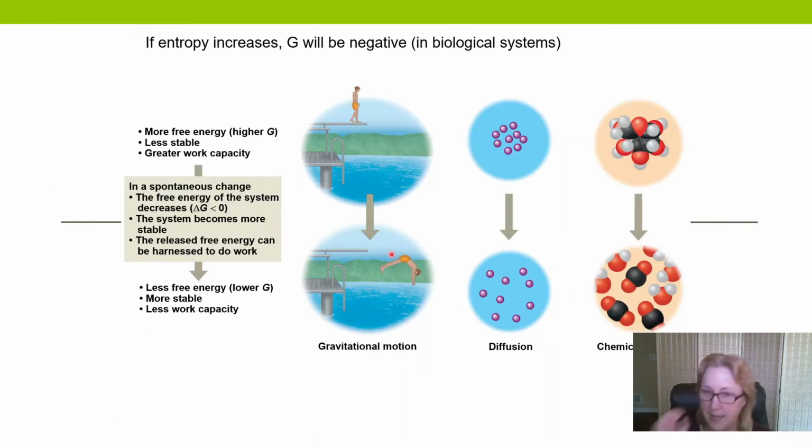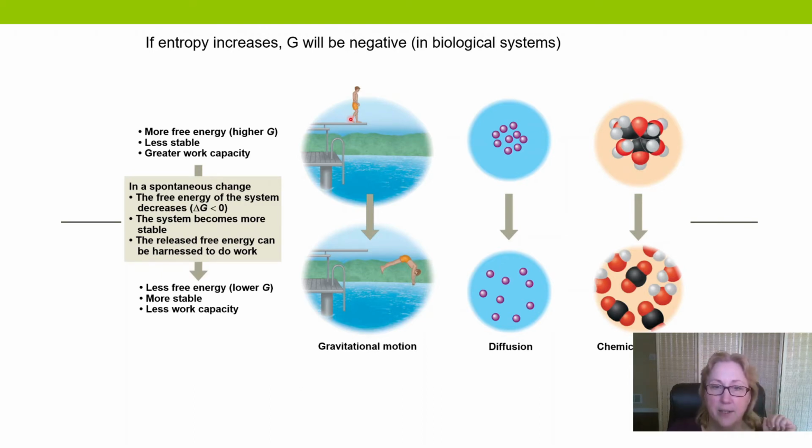So here's 3 examples of that. The first one is like our rolling the ball down the hill example. We have gravitational potential energy, which is not really used by living systems very much. But this guy had to exert some energy to get up to the top of that diving board.